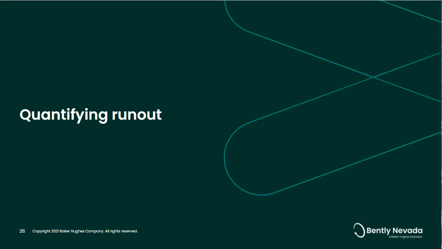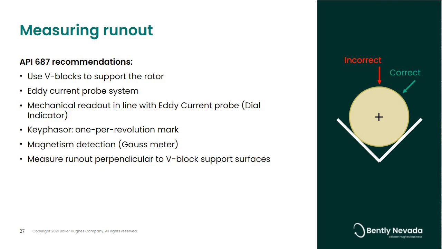In the following section, we're going to look at some ways of quantifying runout. API 6.7, which covers the repair of special purpose rotors, provides a very detailed description of how to measure runout. In general, API recommends that the shaft be supported in V-blocks, that an eddy current probe system and a mechanical readout are used in conjunction together and are positioned perpendicular to one of the V-block sides. And runout is measured in terms of peak-to-peak probe output. We're going to cover all of these things in much more detail here, but I wanted to give a quick overview of what API 6.8.7 covers.